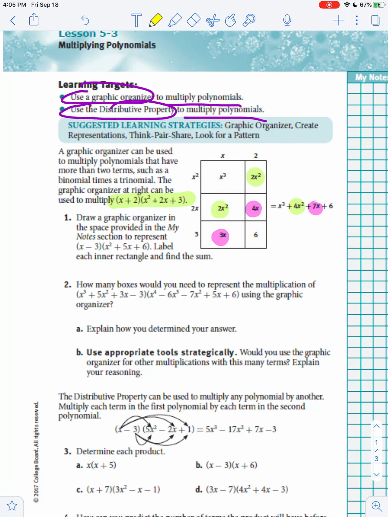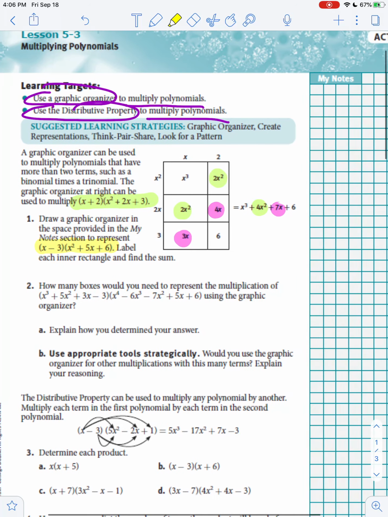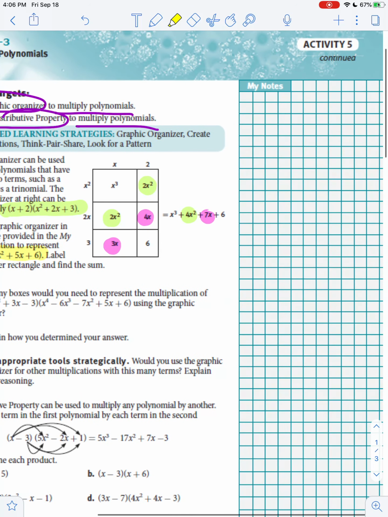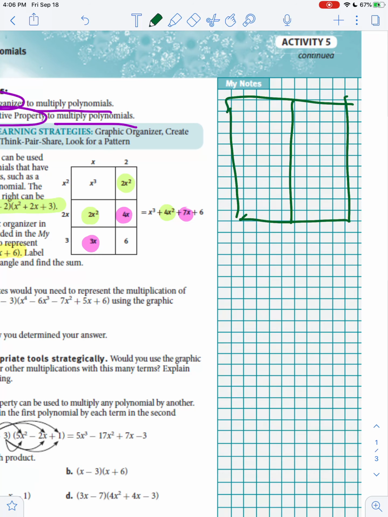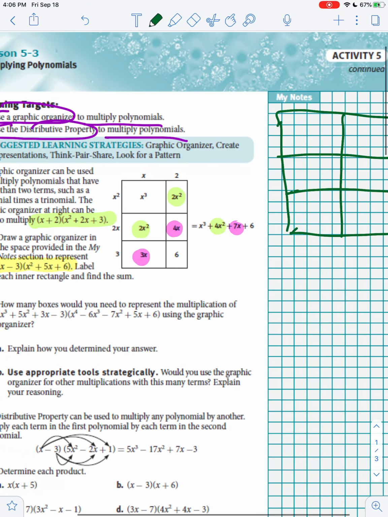So let's do the one from problem number 1, where we have x minus 3 times the trinomial of x squared plus 5x plus 6. All right, so we'll go ahead and make a box on the side here for problem number 1. We're going to have a box, more of a rectangle this time instead of a square. And so we're going to need 2 columns and 3 rows.